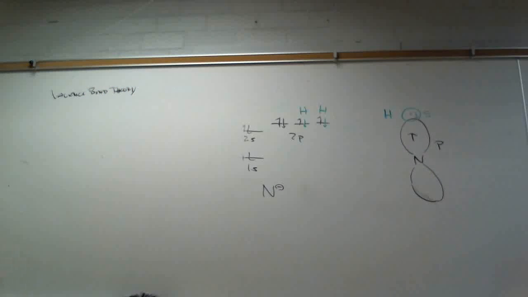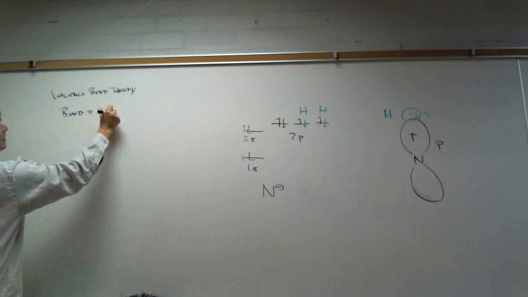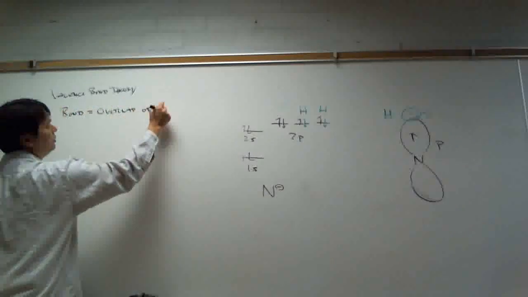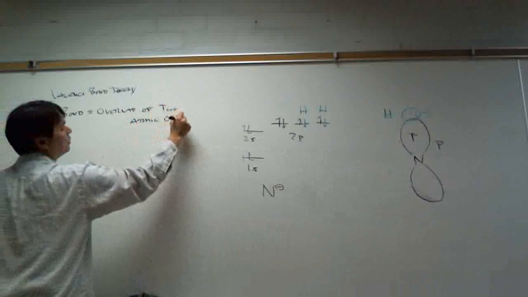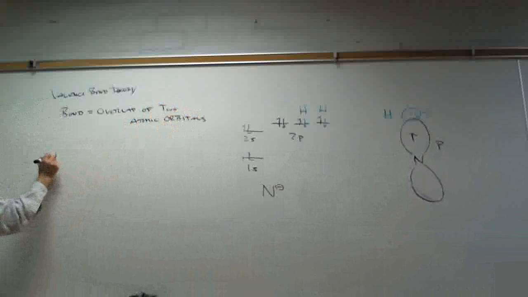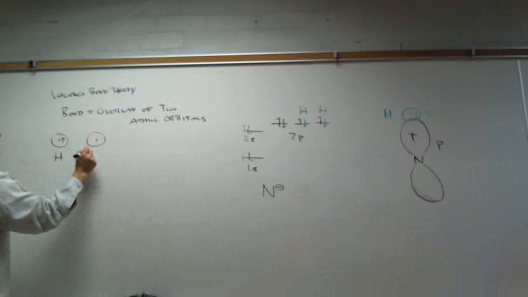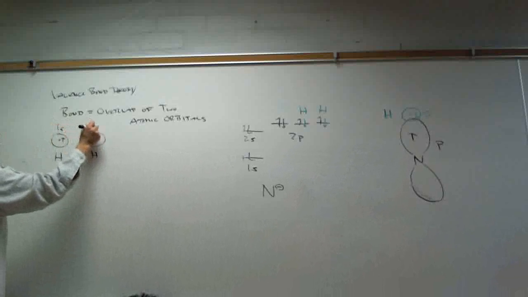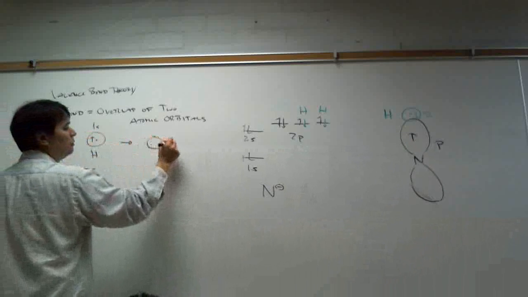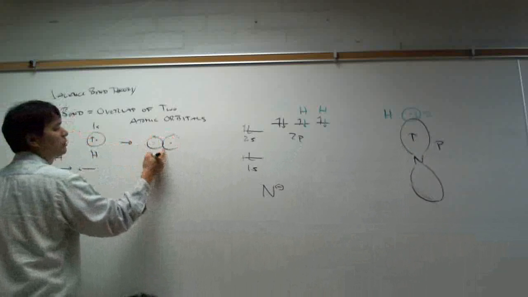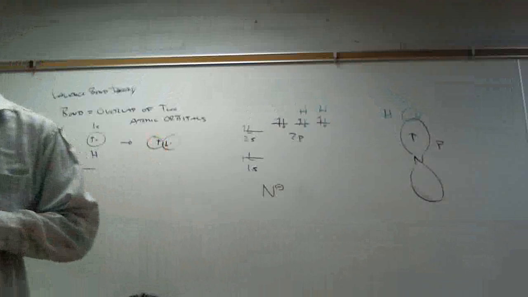Valence bond theory treats a bond as the overlap of two atomic orbitals. So if I have a hydrogen atom here with a 1s orbital with 1 electron, and a hydrogen atom here with a 1s orbital with 1 electron, and I bring these two hydrogens together to bond, the two 1s orbitals will overlap. One electron's going to point up, the other's going to point down because of the Pauli exclusion principle.